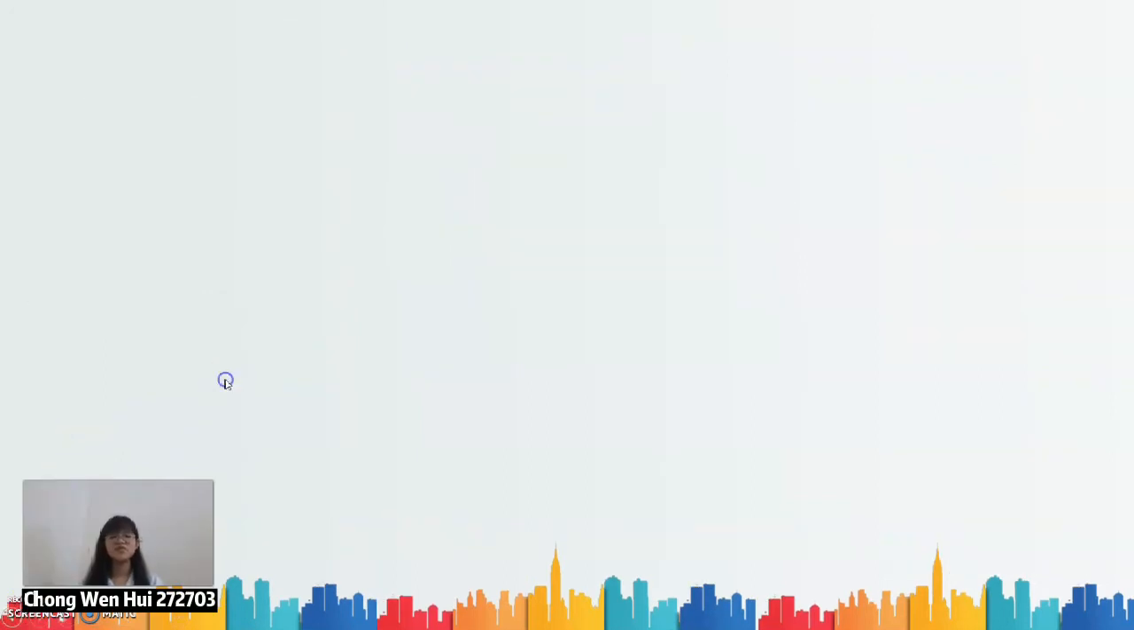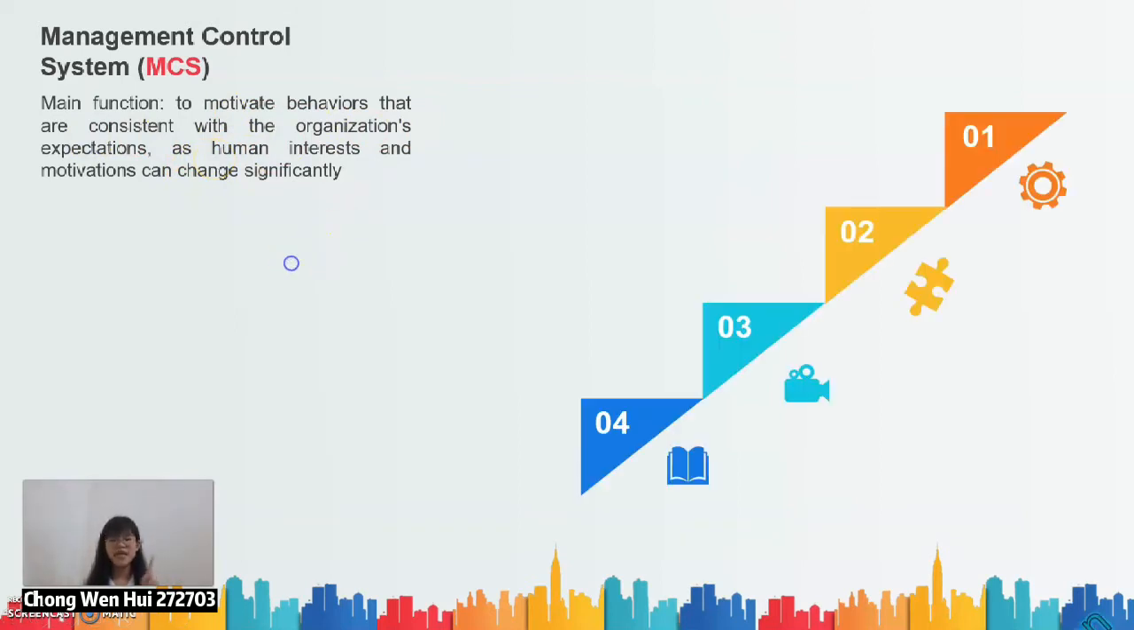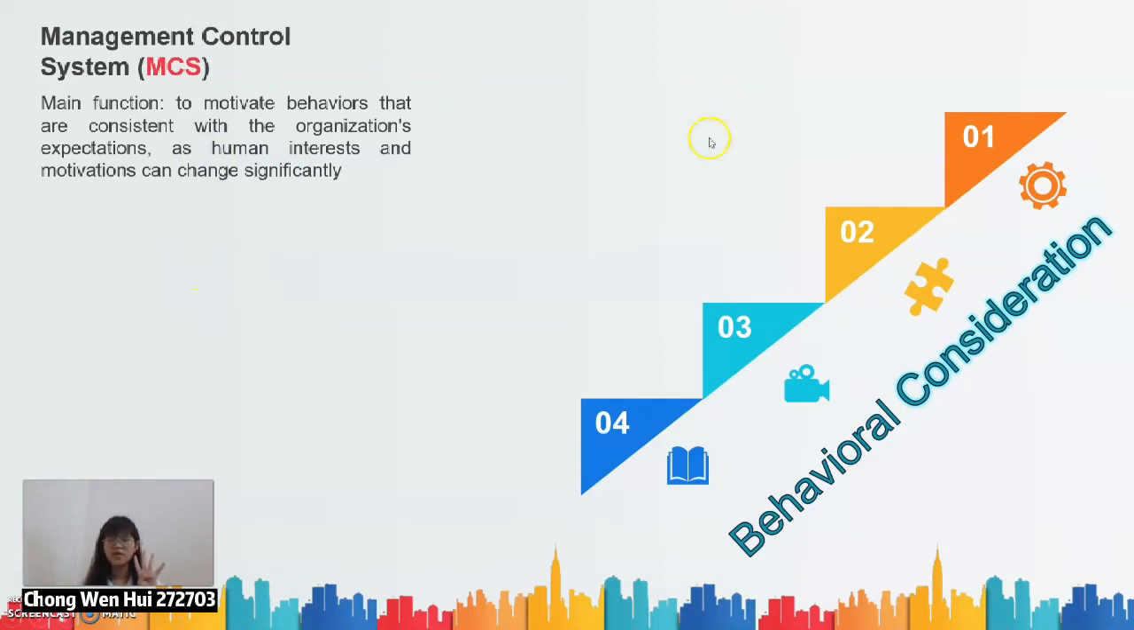Next, I will introduce the Management Control System (MCS) and the behavioral considerations in designing an MCS. The main function of the MCS is to motivate behaviors that are consistent with the organization's expectations, as human interests and motivations can change significantly. And a well-designed MCS must include four behavioral considerations.